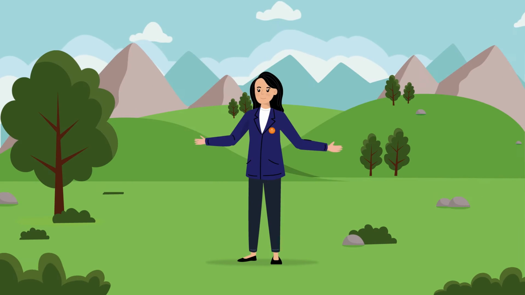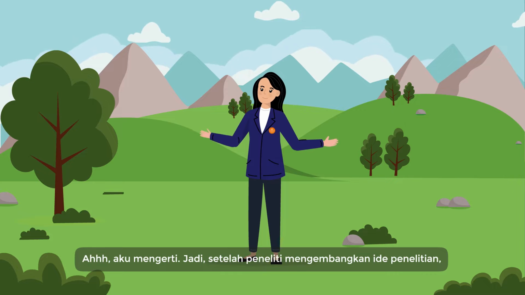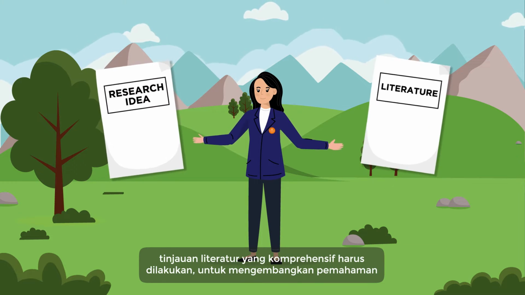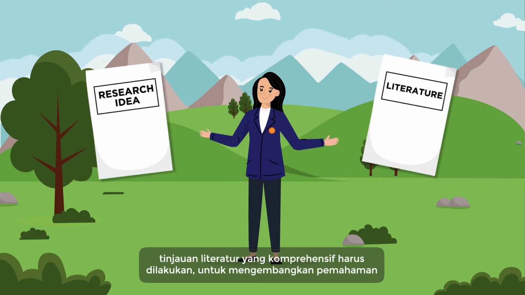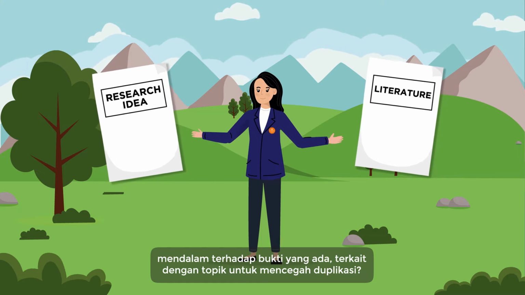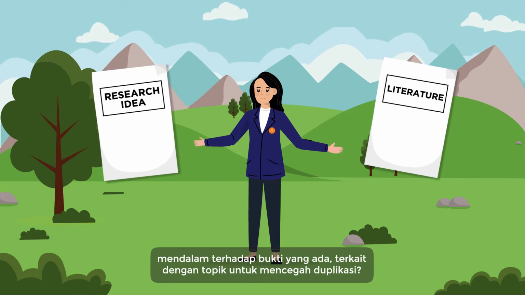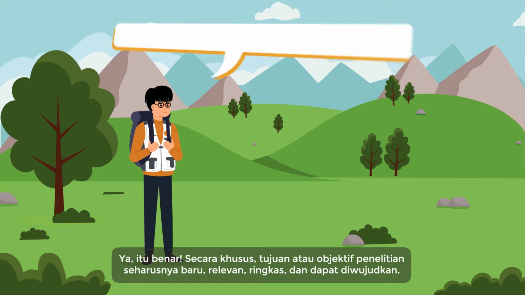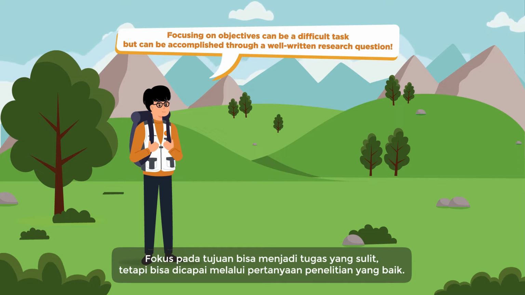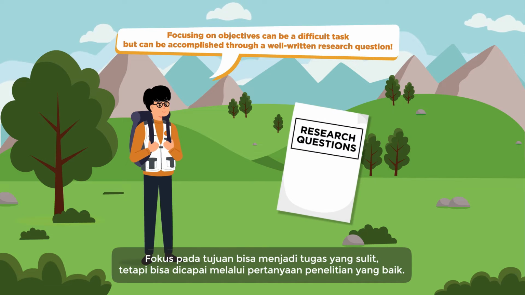area. I see. So once the lead investigator has developed a research idea, a comprehensive literature review should be performed to develop a thorough understanding of existing evidence related to the topic and prevents duplicates. Yeah, that is true. Specifically, the aims or objectives of the project should be new, relevant, concise, and feasible. Focusing on objectives can be a difficult task, but can be accomplished through a well-written research question.